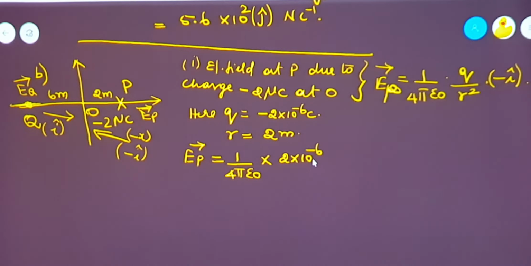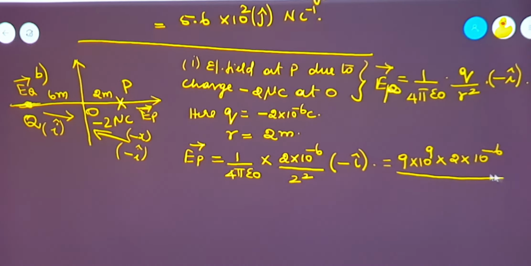I am writing only the magnitude. I am writing the direction at the final end. Divided by 2 square. Since the charge is minus, direction is towards the charge, negative x-axis. So I am writing it out as minus I cap. So simplify this. You can consider 1 by 4 pi epsilon 0 is 9 into 10 to the power of 9. Multiplied with 2 into 10 to the power of minus 6 divided by, here you see 2 square, it is taken to be 4.